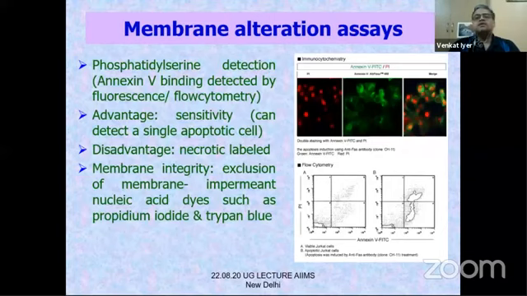An interesting way to detect apoptosis is by looking at the membrane alteration. So you can detect the phosphatidylserine using annexin V, which binds to it, and you can detect it by either fluorescence or flow cytometry. The advantage is it's very sensitive. Even a single cell amongst a large cell culture can be detected. You can see how they have labeled it. The disadvantage is that sometimes necrotic cells are labeled. Similarly, even with TUNEL, randomly cut necrotic cells are sometimes also labeled.